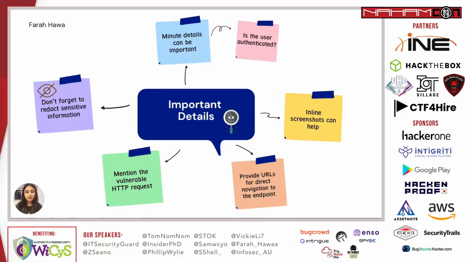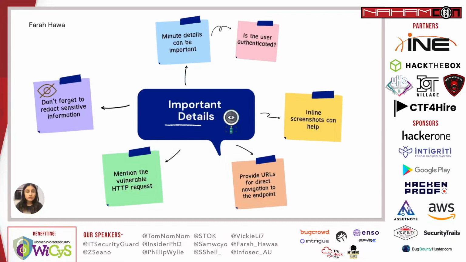Another thing you can do is put inline screenshots after each step. This usually helps when there's too much going on a single web page, and you put inline screenshots so we can visualize it, we can see it, and then we can easily reproduce that. Another thing you can do is provide URLs for direct navigation to the endpoint. Again, if we can't find something on the UI, or maybe if for some reason our layouts are different, if you provide a URL, we can directly navigate to that endpoint and reproduce the bug, right?